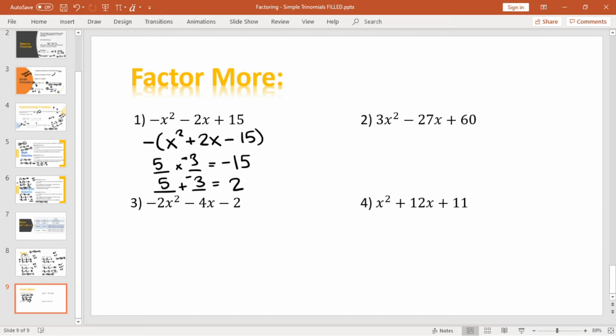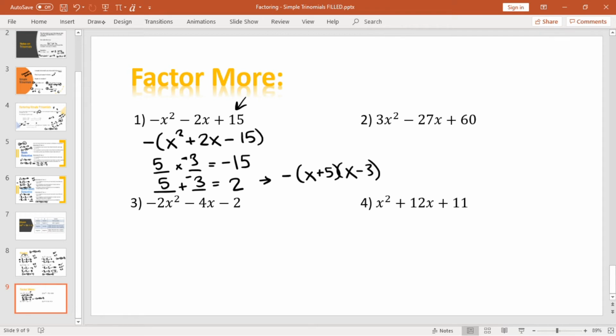So when you write your answer for this one, anything you took out, here it was just negative 1, remember to write it in front of the two binomials. That's my classic mistake. I always forget about that stuff. Sorry. Put that back. X plus 5, x minus 3. And if you were to expand the binomials and then reincorporate, distribute the negative 1, you'd end up right back here.